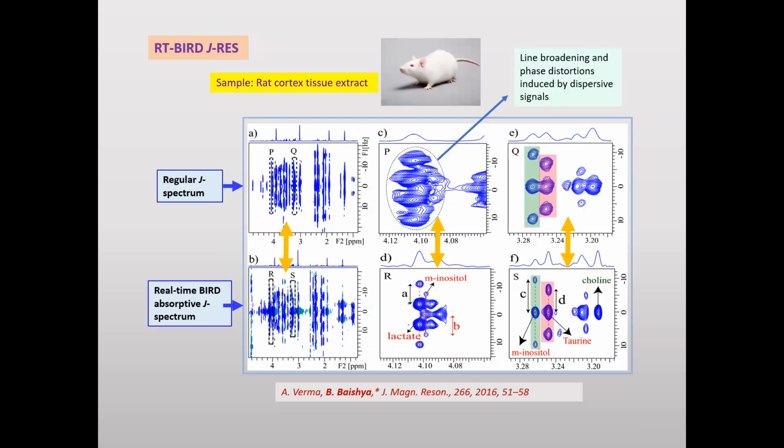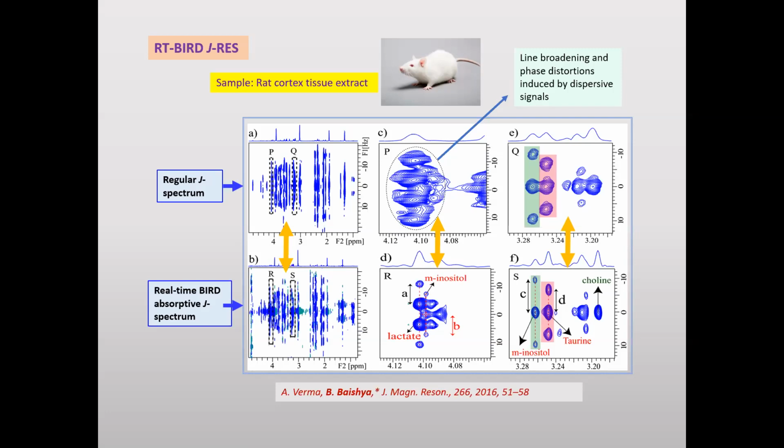So we took rat cortex tissue extract samples, and you can see the top 3 spectral portions are from the regular Z-resolved spectrum, and the bottom 3 are from the real-time BIRD decoupled absorptive Z spectrum. A small portion, for example, panel C, you can see the portion marked with label P. The line broadening and phase distortions induced by the dispersive signals are very high. It is very difficult to extract the scalar couplings or multiplet information from this kind of magnitude mode regular Z-resolved spectrum. But if you compare this portion C with portion D, you can see in real-time BIRD decoupled absorptive Z spectroscopy, it is very well resolved.